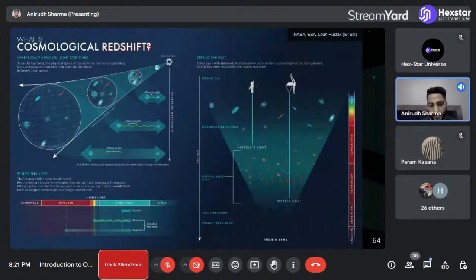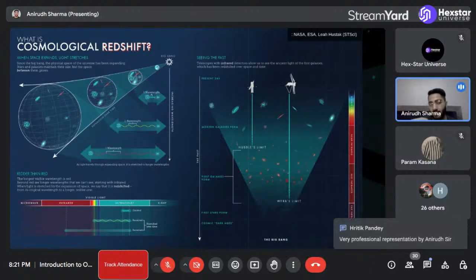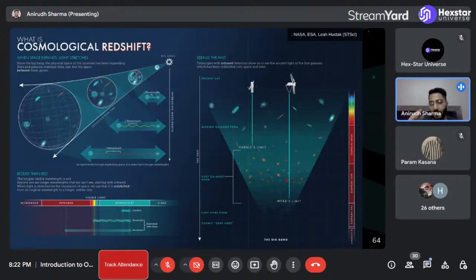What happens is the farther we look, because the universe is expanding, the light takes time to travel. If something is, let's say, 10 light years away, it means the light has taken 10 years to travel to us. If we are observing something 3 billion light years away, then it has taken light 3 billion years to come to us. That means we can basically look into the past of the universe, how the universe used to look.